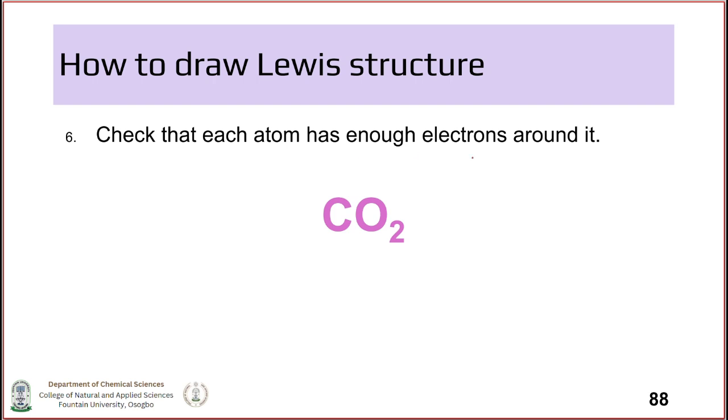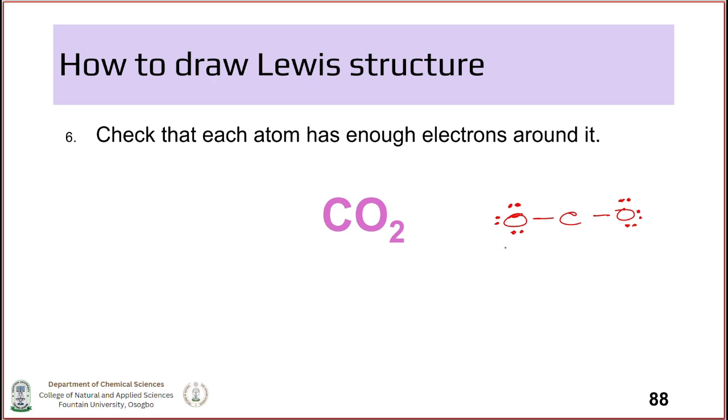Check that each atom has enough electrons around it. So do they have enough electrons around it? For oxygen, yes, it has enough around it. 1, 2, 3, 4, 5, 6, 7, 8 around the atoms of oxygen. But for carbon, we have only 1, 2, 3, 4. Only 4 around it. It's supposed to be 8. So the octet of carbon is not satisfied yet. So carbon does not have enough electrons around it.